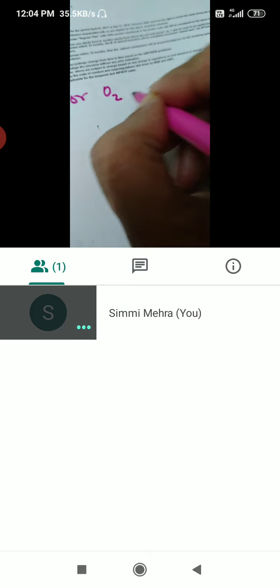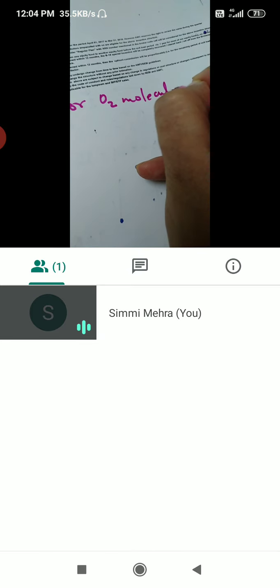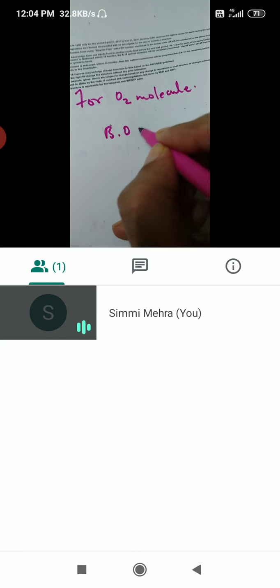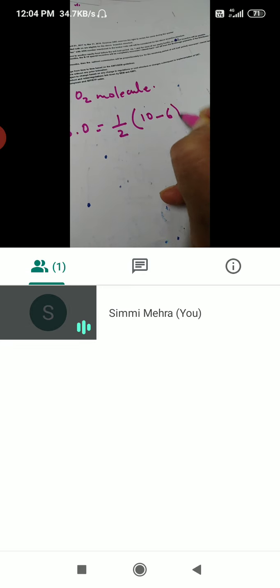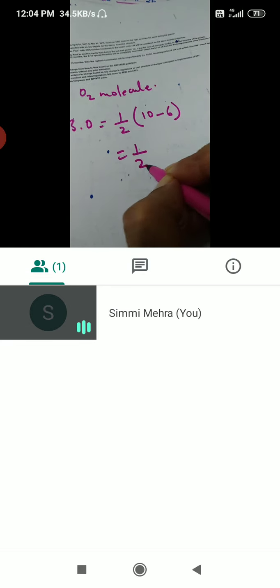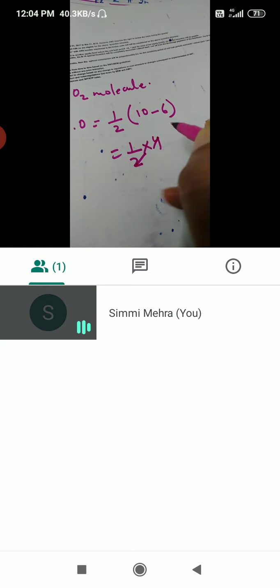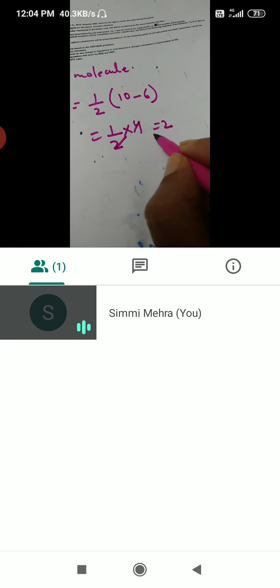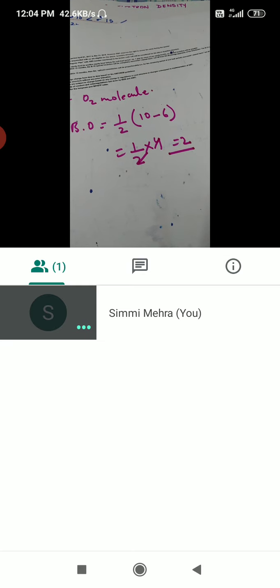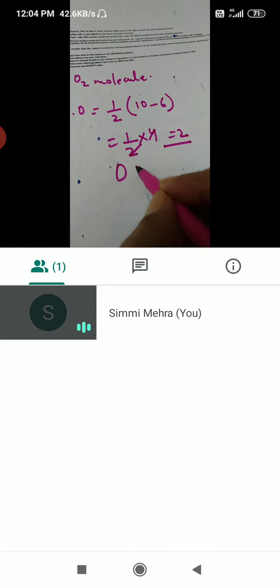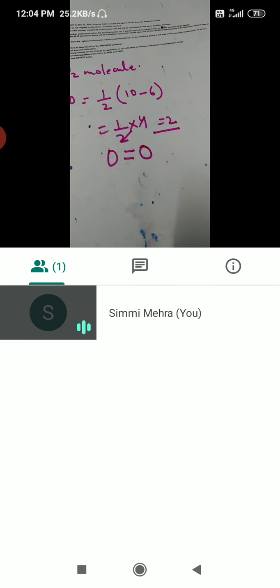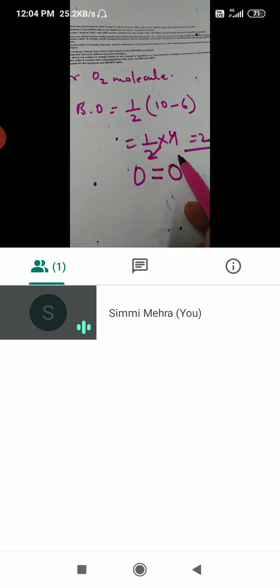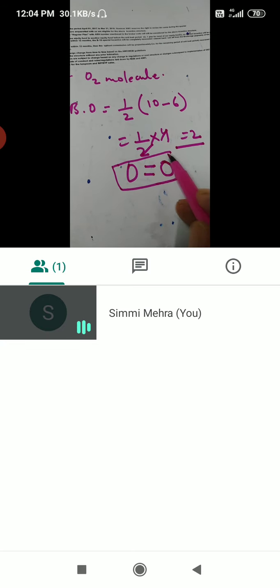Now see, for O2 molecule, bond order will be equal to half of the number of bonding electrons, which is 10, minus anti-bonding, which is 6. That makes half into 4, which is equal to 2. If bond order is 2, correct? That means each oxygen atom is linked to the other by means of a double bond. And we know that this is correct. So this is how we calculate the bond order for a given molecule.